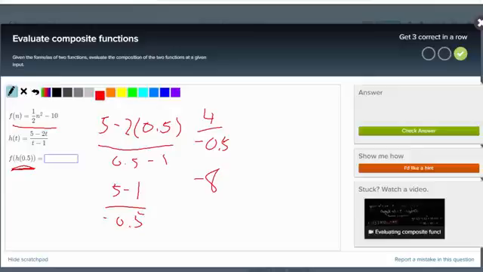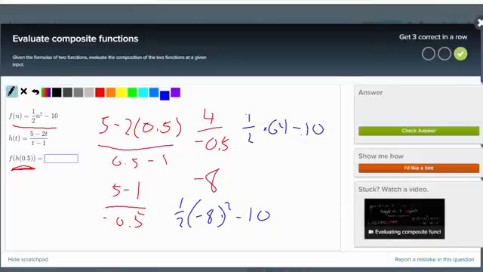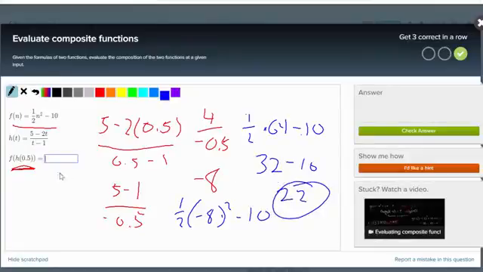I get 1/2 times negative 8 squared. Notice when it's negative, I want to put it inside parentheses so I know if it turns out to be positive or negative or not. And minus 10. I do my exponent first. Negative 8 squared is 64. So I have 1/2 times 64 minus 10. I got a times and a minus. So I do times first. 1/2 times 64 is 32. 32 minus 10 is 22. Answer should be 22. See if we did it right.